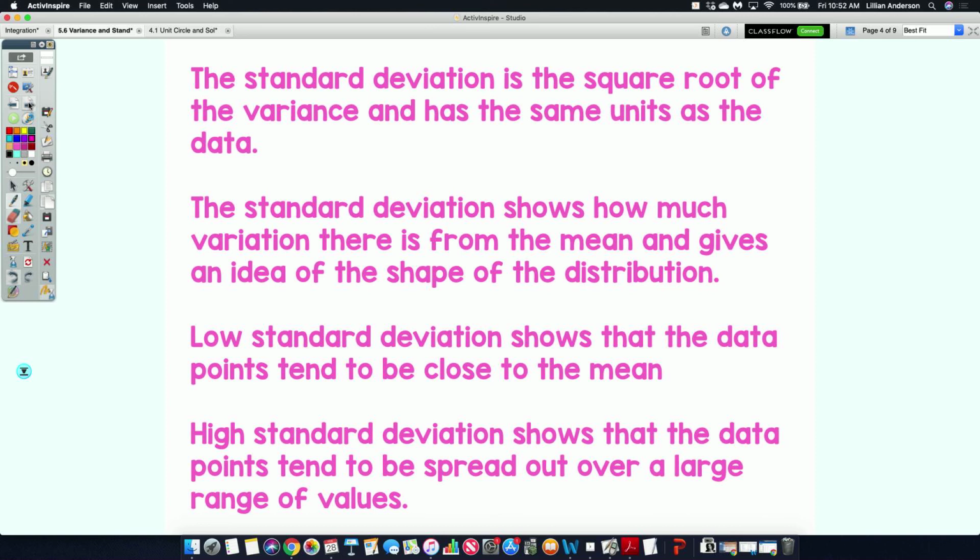So standard deviation shows you how much your data is spread out from the mean. A low standard deviation means that your data will be very, very close to the mean, but a higher standard deviation means that your data will be more spread out over a larger range of values.